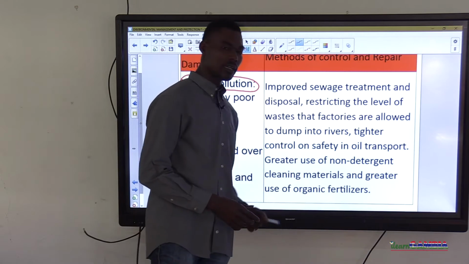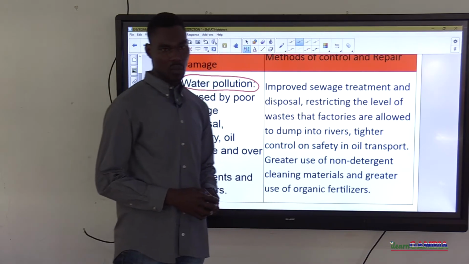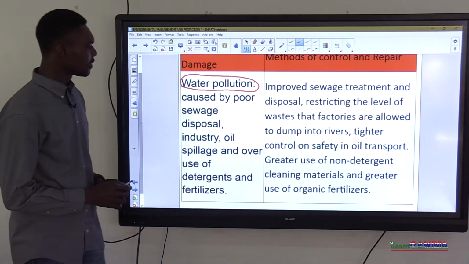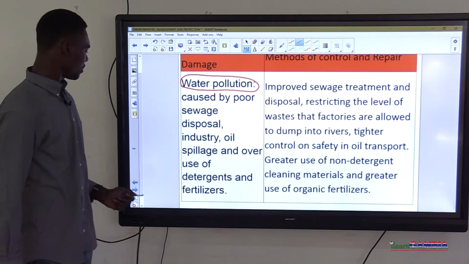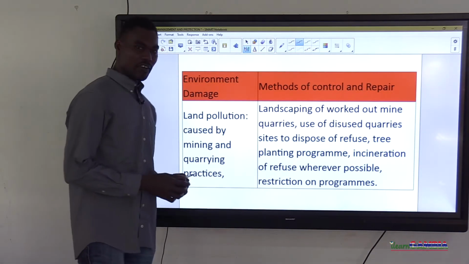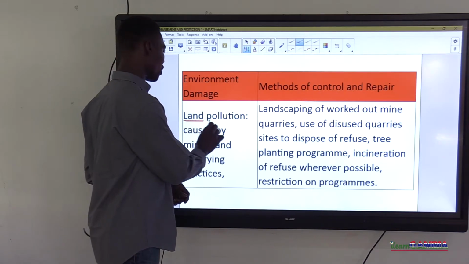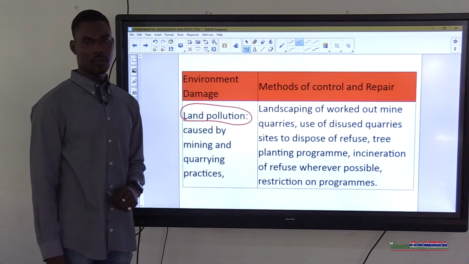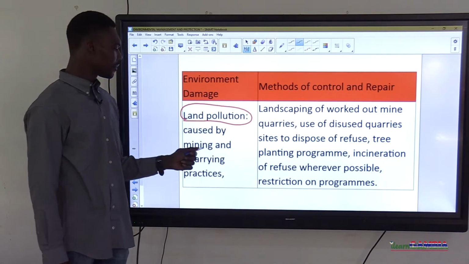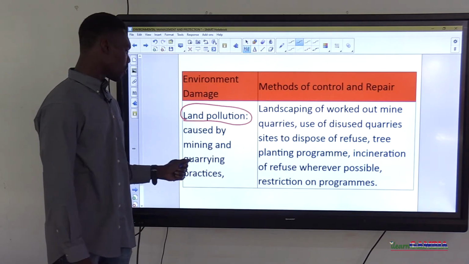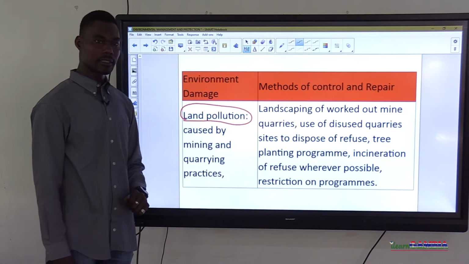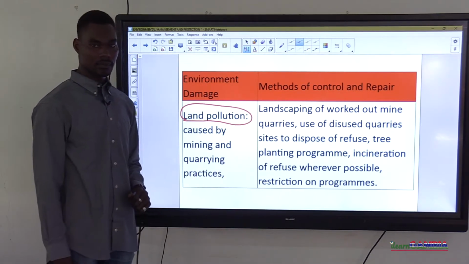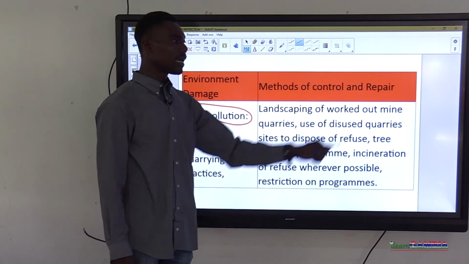So these are also important ways to control and repair water pollution. So take note of them, please. We have another environmental problem or damage that is called land pollution. Land pollution is caused by mining and quarrying practices. How do we control that and repair it?